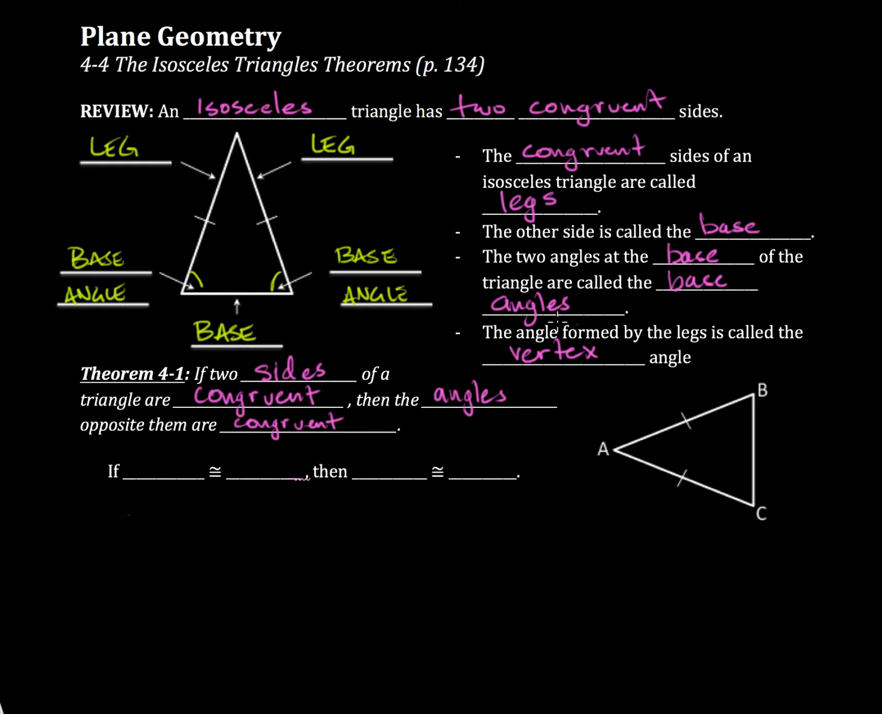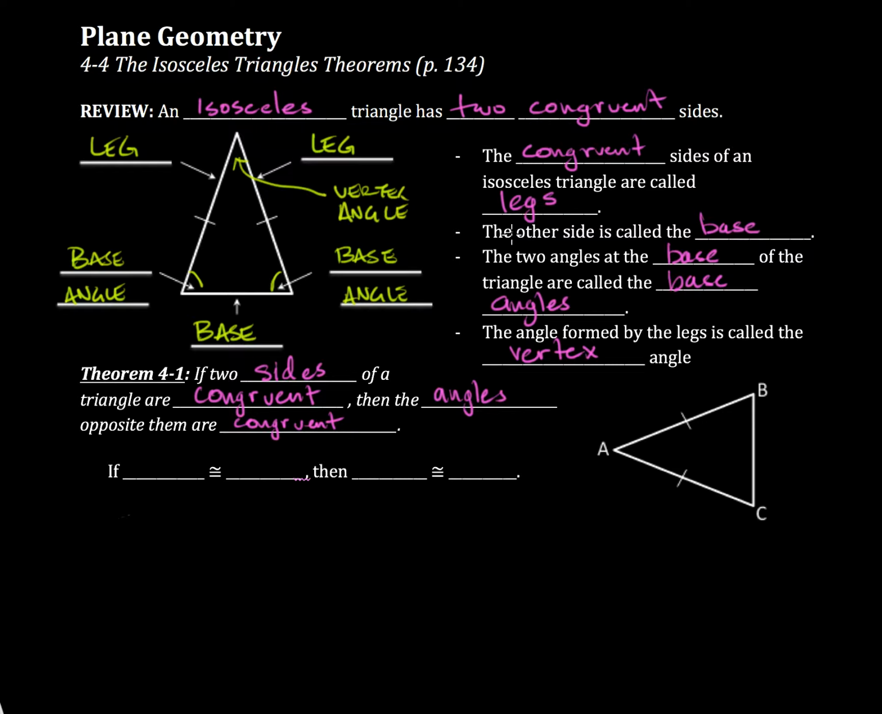Lastly, the angle that's formed by the legs. So I forgot to put a blank for this one, but this angle right up here, it's formed where the legs meet together right here. The angle that's formed by the legs, that is called the vertex angle. So if I could find some space, maybe right here. This is called the vertex angle of my isosceles triangle.